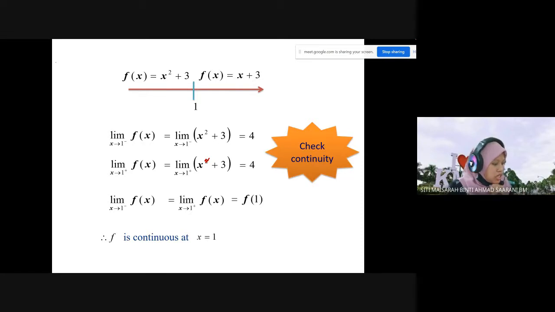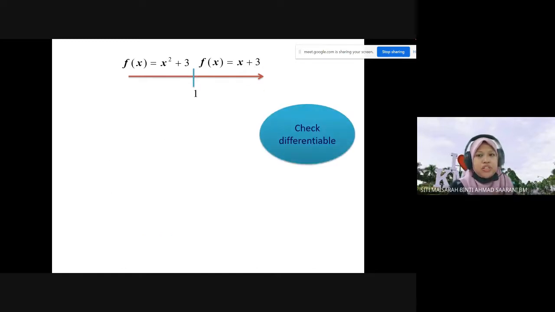And then kita kena check show they're not differentiable at x equals to 1. Sekarang kita nak check differentiable pula. Kalau differentiable, kita kena check f prime 1 from left dengan from right, whether is equal or not equal. So f prime 1 from left is limit x approach 1 from left, fx minus f1 over x minus 1.